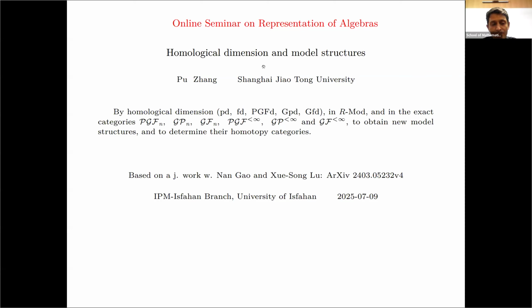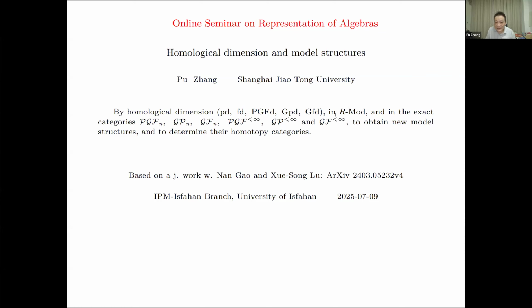All right. So I will talk a little about this model structure. So this with the classical homological dimension. This is projective dimension, flat dimension. This is called PGF. PGF is the name of a module. PGF dimension. This is Gorenstein projective dimension and Gorenstein flat dimension.